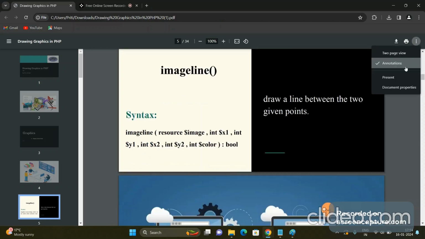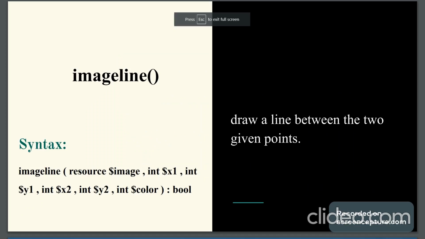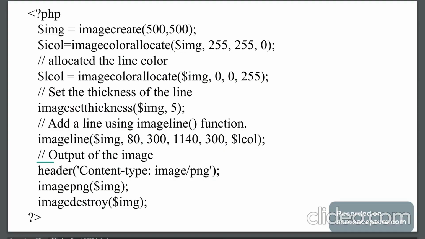Now we will see how we can code this imageline function in PHP, with a line by line procedure. Before drawing a line, we have to create a blank image. A blank image is nothing but the canvas that we are creating where we can draw the shapes. It is like a paper or a block where we can draw different shapes. That image is created by using the imagecreate function, where we pass the parameters of width and height.